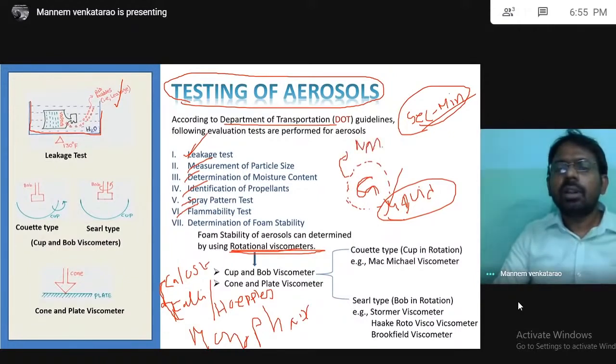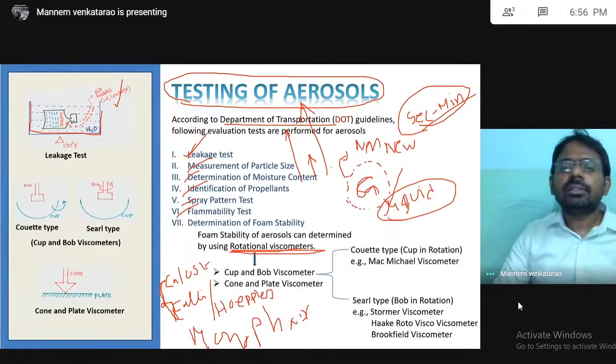Why? Because for non-Newtonian fluids, the applied force is not proportional to the change in viscosity. If we apply 1 unit of force, there is a decrease of 4 units of viscosity. If we apply 2 units of force, there is a decrease of 8 units of viscosity. If we apply 4 units of force, there is a decrease of 20 units of viscosity. Is it proportional? No.